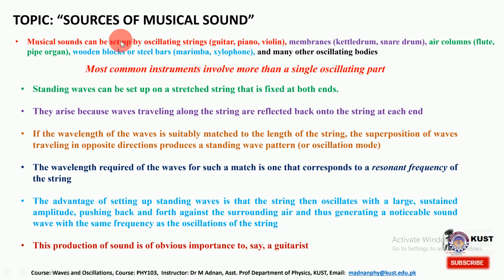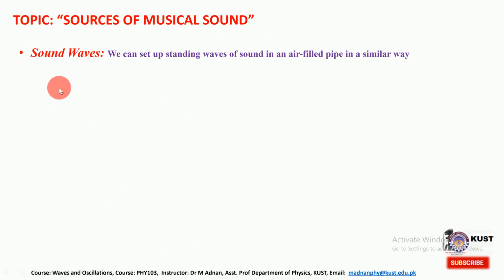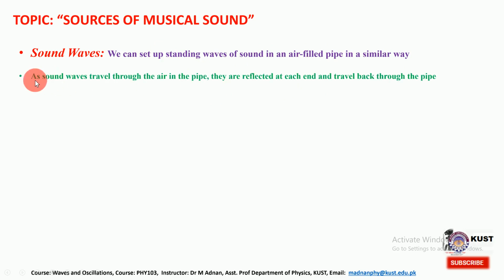If we use the same terminologies that we have used for the standing wave on a stretched string, one can have such a standing wave pattern for the acoustic waves. Now, after that background, we can set up standing waves of sound in an air-filled pipe in a similar way to what we have discussed on a stretched string. A sound wave travels through the air in the pipe. They are reflected at each end and travel back through the pipe.